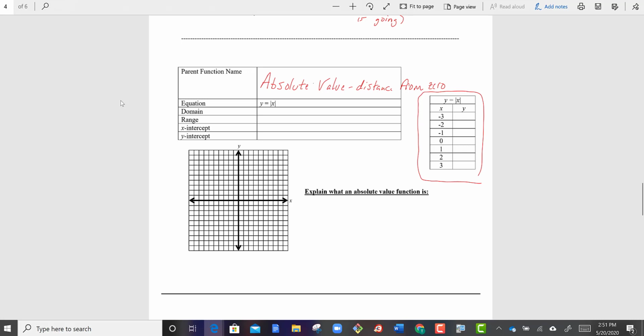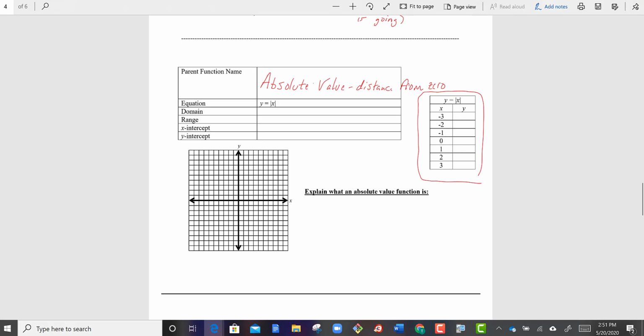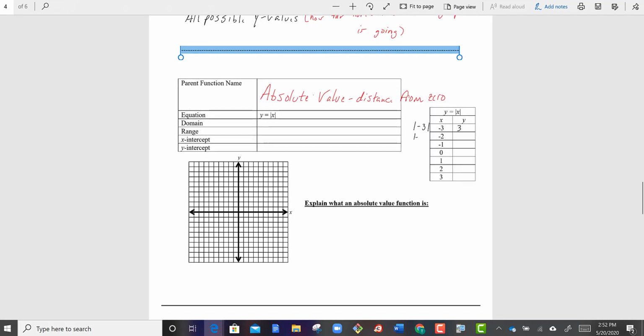If we take the absolute value of -3, how far is -3 from 0 on the number line? Of course, the answer to that is +3. The absolute value of -2 is +2. The absolute value of -1 is +1. 0 is 0 units from itself. So again, absolute value is the distance on the number line.